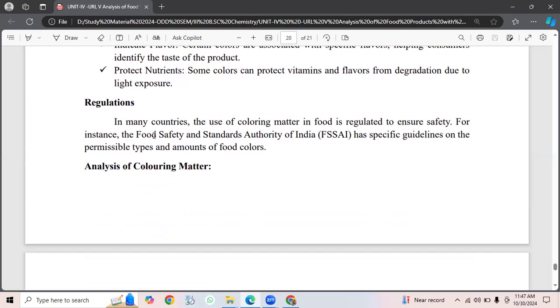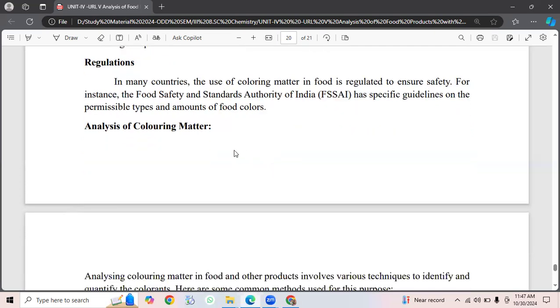Regarding regulations, in many countries the use of coloring matter in food is regulated to ensure safety. For instance, the Food Safety and Standards Authority of India, that is FSSAI, has specific guidelines on the permissible types and amounts of food colors. Apart from that, it should be affordable.